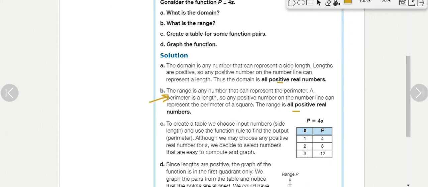So we create a table. We put in any value for S. 1 is always a good place to start. And then the range that comes out for that, the output, is 4. We should call this the range, the set of outputs. And these are the outputs for each of these matching inputs. And every time you have 2, you should get 8. That's the rule with functions.